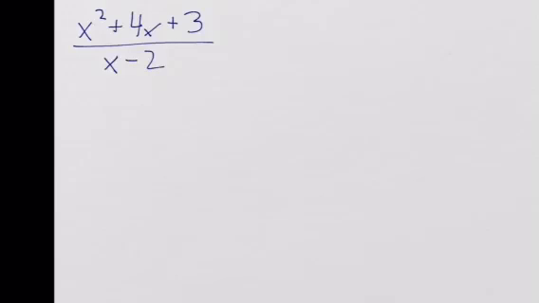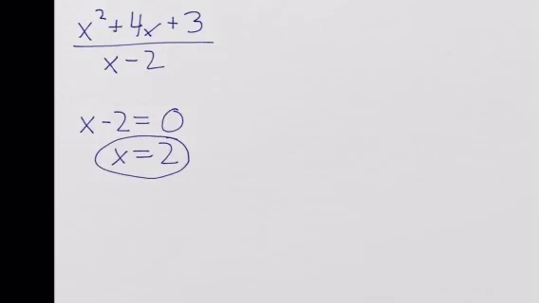asymptotes. Vertical asymptotes are going to occur where the denominator is 0. So we simply set the denominator equal to 0 and solve it. We get that x equals 2 is a vertical asymptote. Now to find non-vertical asymptotes, we're going to go ahead and do the division on this. I'm going to go ahead and use synthetic division here.